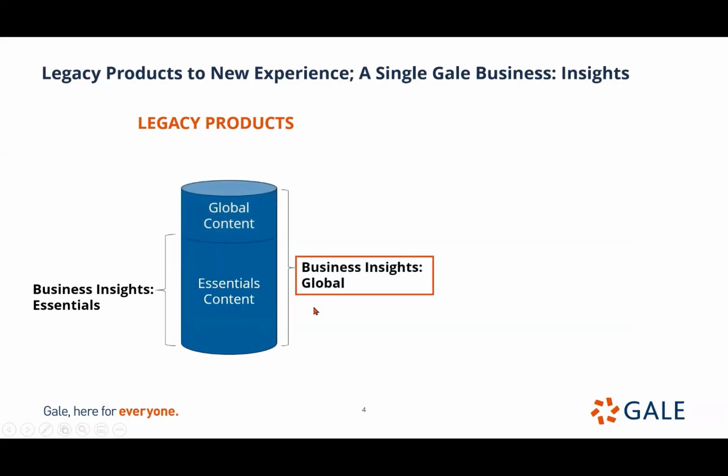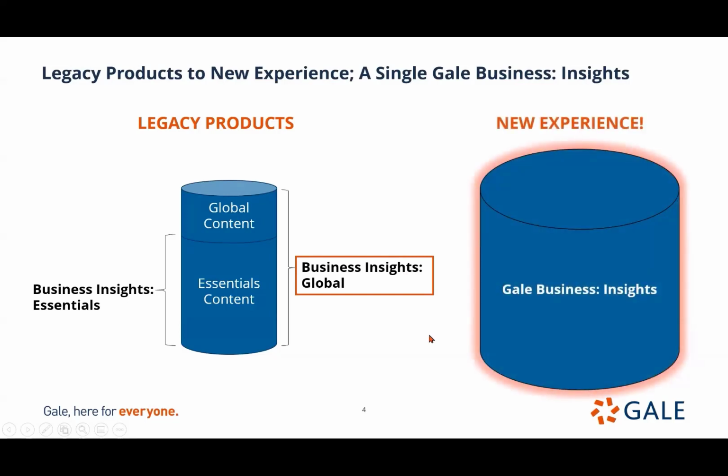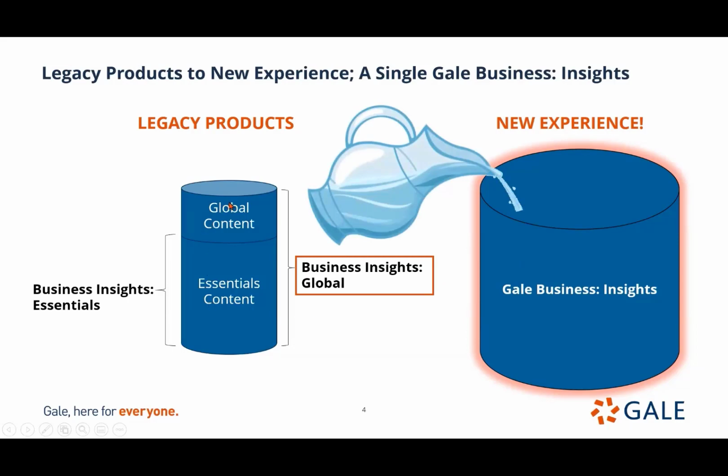And then we also had Business Insights Global, which entailed all of the Essentials content, but added some global coverage, some country profiles, key economic indicators from the World Bank, case studies, and a myriad of additional periodicals with a global focus. As we navigate into this new experience, we are heading into a single Gale Business Insights. So the new resource basically is pouring all of the global content, the Business Insights Global, which contains the Essentials content, into a single new experience called Gale Business Insights. So there will be one offering to both our Essentials and our global customers.